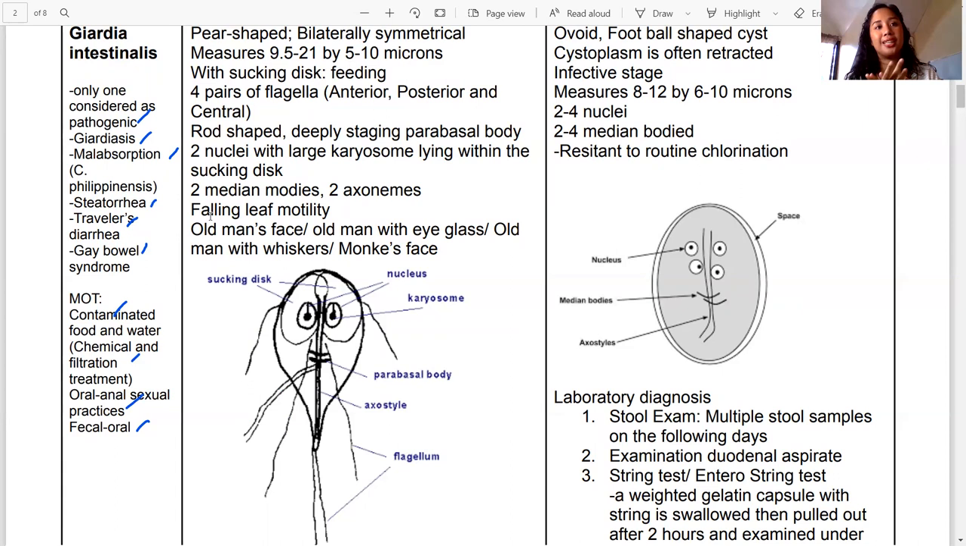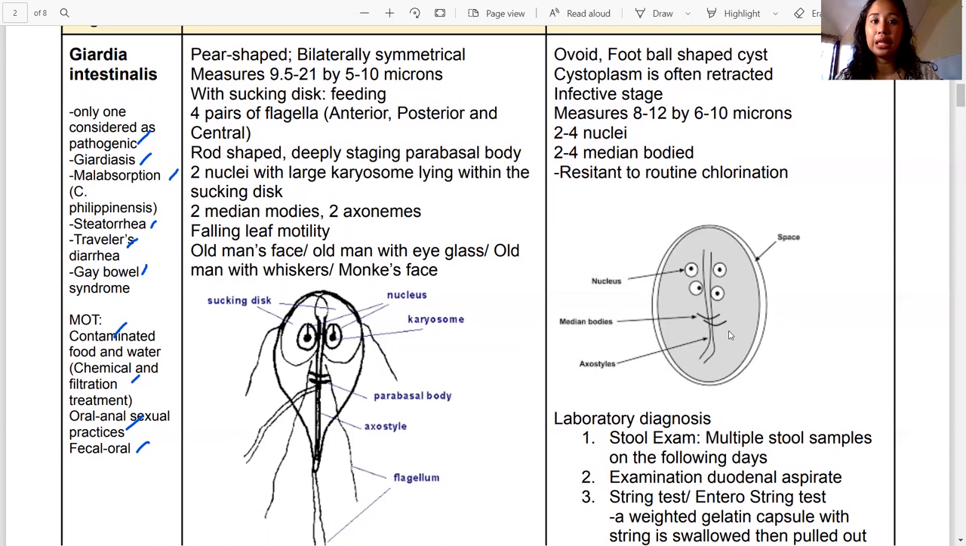It's bilaterally symmetrical. It looks like it has specs because of its nucleus and its karyosome. So for the cyst, it is quadrinucleated, so a maximum of 4 nuclei. As it matures, the number of nuclei increases. Immature, only about 2. When mature, 4 nuclei. We have the median body.